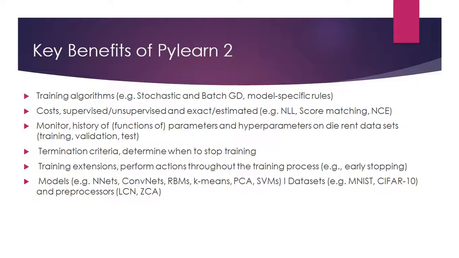There are three things in Pylearn2. The first is the model, the second is the data set, and the third is the preprocessor. Models include the neural networks model, convolutional networks model, RBMs, K-means, PCA, and SVM, support vector machines. Data sets include the MNIST data set and the CIFAR-10 data set, basically thousands of images of birds and aeroplanes, a heavy data set of 150 to 160 MB, used with Pylearn2. And the preprocessors are LCN and ZCA.